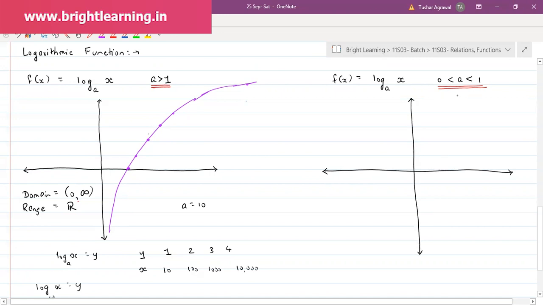And here, for a between 0 and 1, convince yourself that the graph will be this way. This point is for x equal to 1, the image is 0. Okay. Is this clear? Yes, sir.